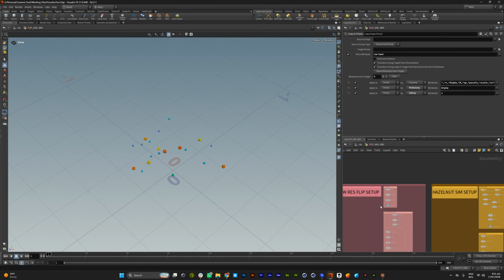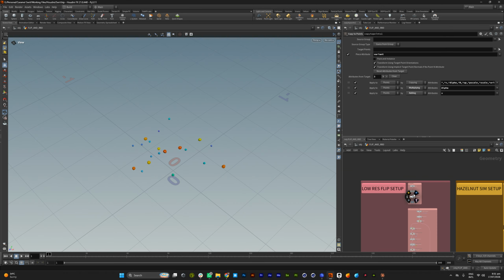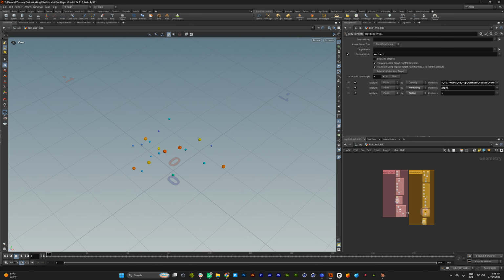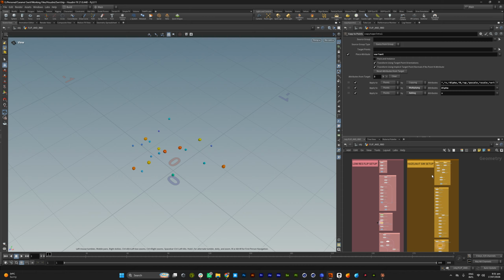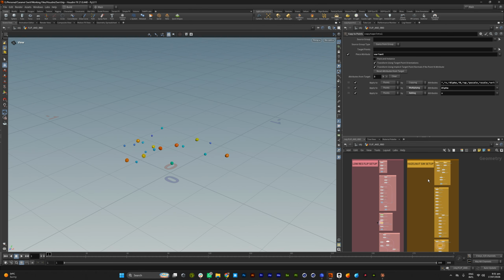The way this file is set up is that it's actually three simulations layered on top of one another. The first is going to be a flip sim, which is going to be a fairly low res simulation. The second is going to be a hazelnut simulation driven by the velocity that is extracted from the first flip. And then finally, there's going to be a high resolution flip simulation.